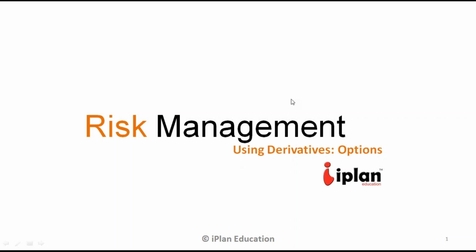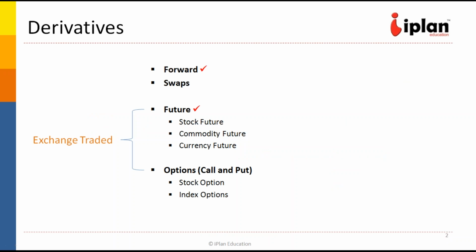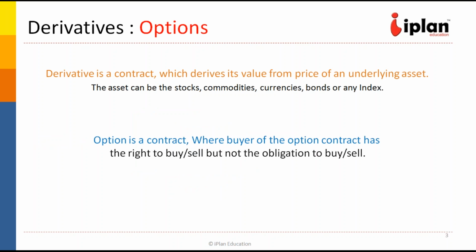So now we will learn about option contracts and risk management using options. As you understood, there are four types of derivatives: forward, swap, future and options. Forward and swap are traded over the counter, and future and options are traded on the exchange. We will talk about exchange traded option contracts.